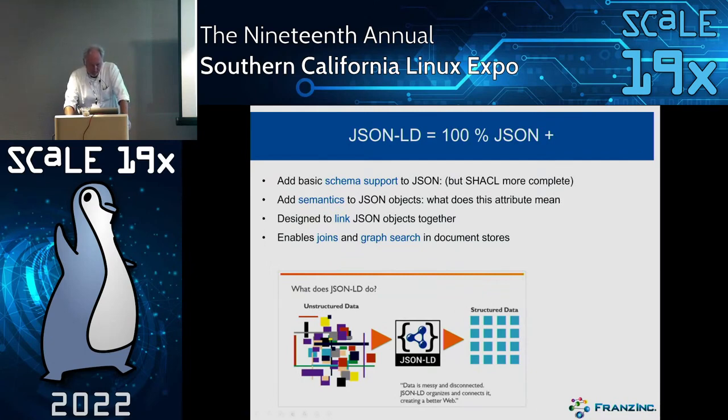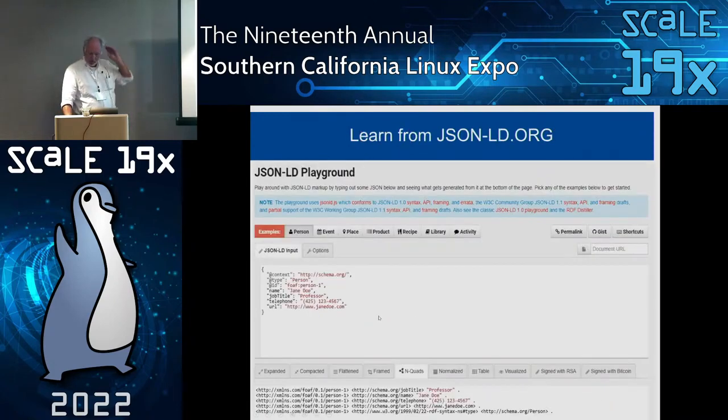JSON-LD is just kind of a schema for JSON. It adds semantics, and it's designed to link objects together, right? And it enables you to do joins and graph search in document stores. And if you want to play with it, you can go to JSONLD.org.